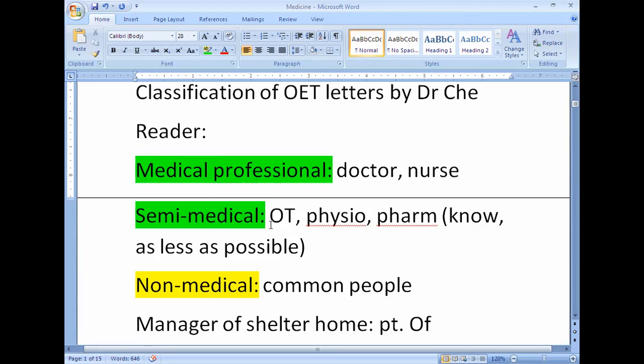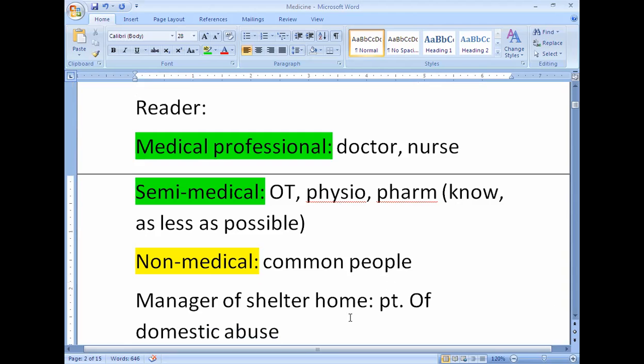What are the three main types? So first one is medical professional. We write to a doctor or nurse. The second one is semi-medical. So we are writing to an occupational therapist, physiotherapist, or pharmacist. And then non-medical, to common people, simple, like the manager of a shelter home, any patient of domestic abuse, or any other person.